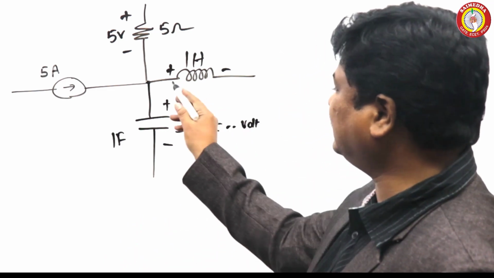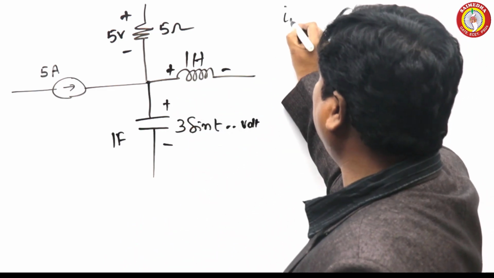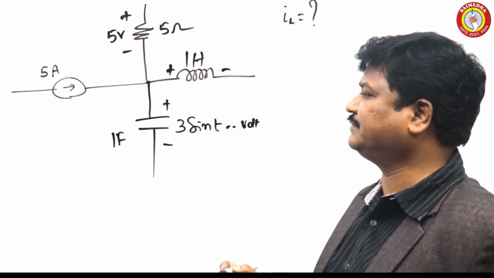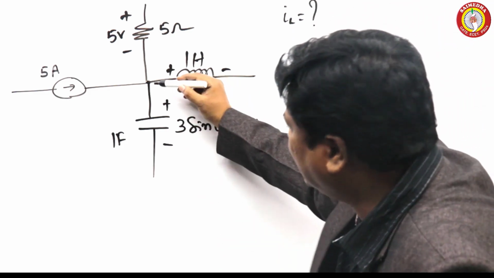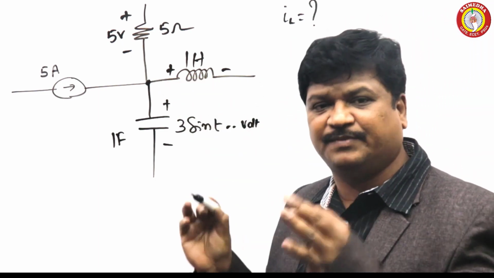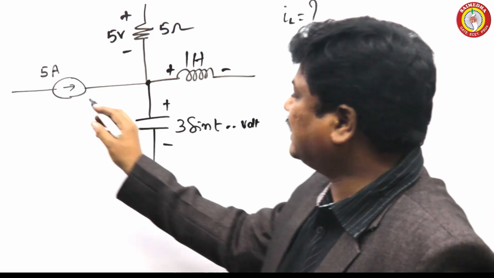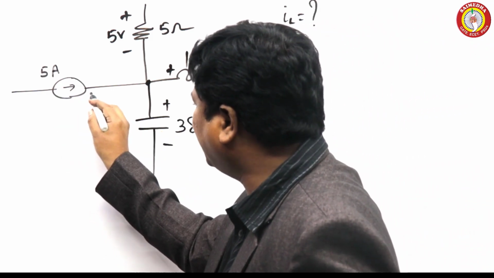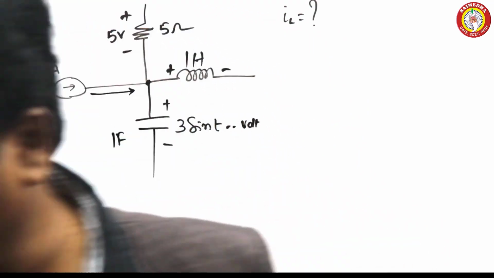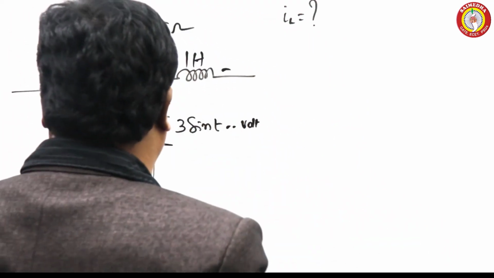Now, coming here, what is the question? What is the current IL here? That is the question given. Observe, what is the current at this junction? It should be 0, must be 0. What is the current here? 5 amperes is the incoming current. This incoming current is 5 amperes.